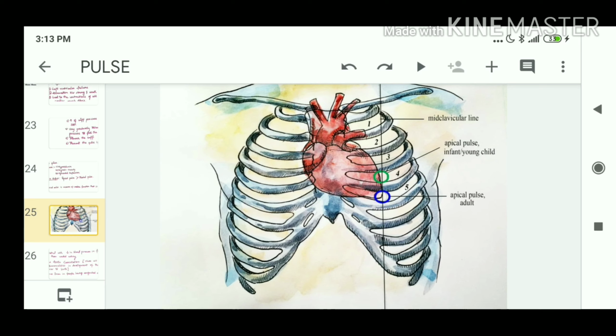See between the ribs, third and fourth, in that green circle, that is the apical pulse in the case of an infant or young child. And between the fourth and fifth ribs, you can see the blue circle, that is the apical pulse in the case of the adult.